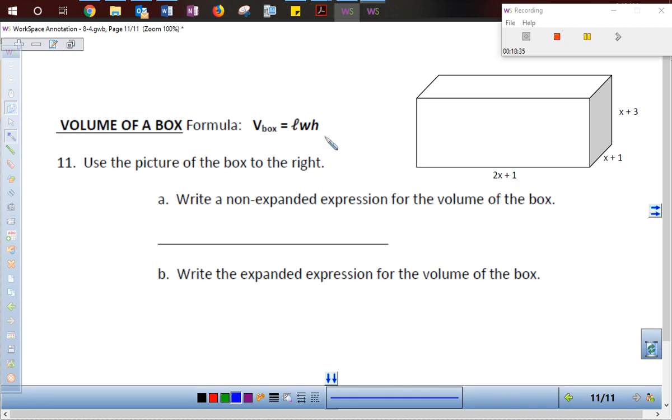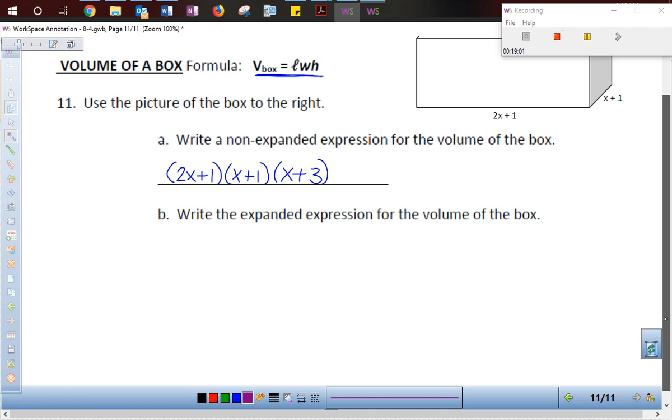So the formula for volume of a box is length times width times height. Well, they tell me that the length is 2x plus 1, the width is x plus 1, and the height is x plus 3. So I can substitute those in and say that I get 2x plus 1 times x plus 1 times x plus 3. And that is the non-expanded expression for the volume of the box.